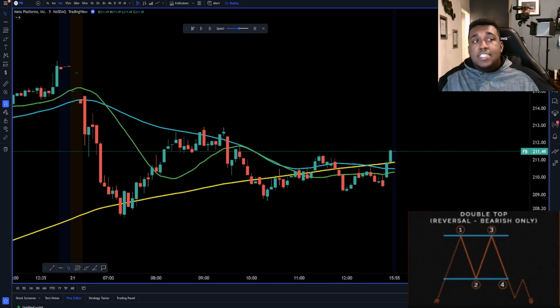So today to fix that, we're going to be using the replay feature here on TradingView. We're going to be looking at old Facebook stock. That way we can actually play this around a little bit so you guys know exactly when to buy, exactly when to sell to take your profits. And if you guys want to take more risk or less risk, I am going to help you guys figure that out as well. All right.